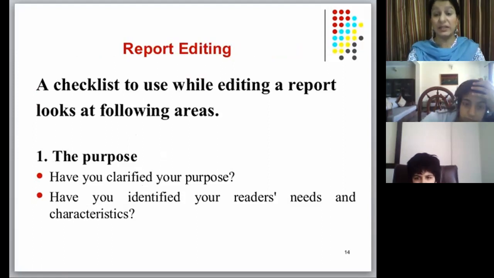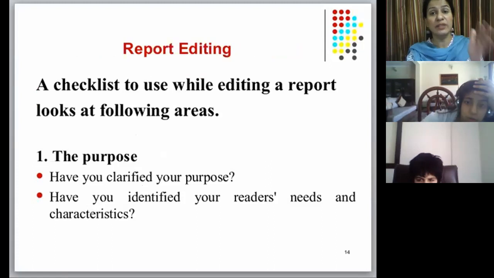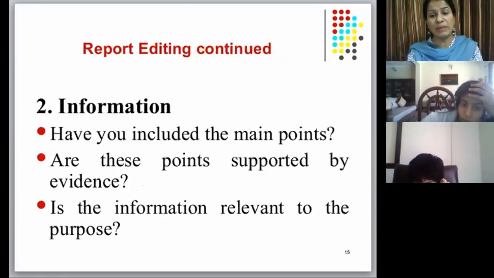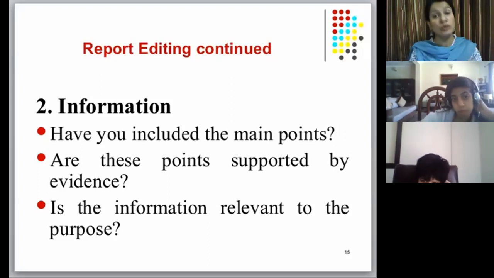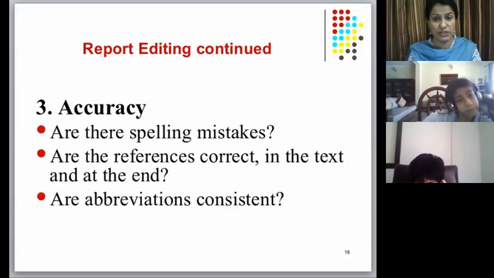The purpose. This is how we, the examiners, check your work. The purpose: have you clarified the reason why you were supposed to write the report? Have you identified your reader's needs and characteristics? Have you included the main points? Are these points supported by evidence? Is the information relevant to the purpose? That is, whatever directions were given to you, have you followed those instructions?